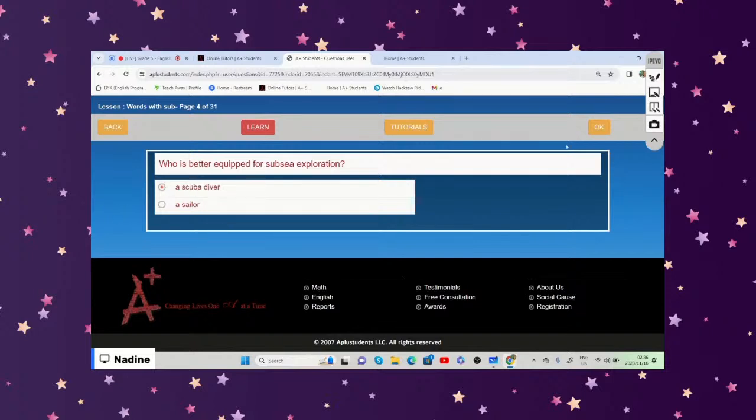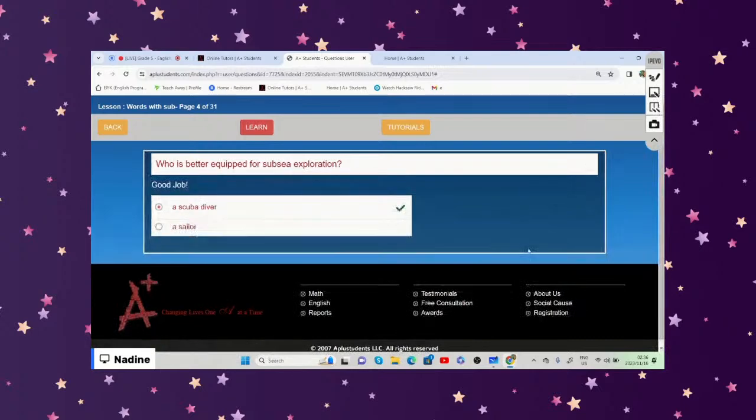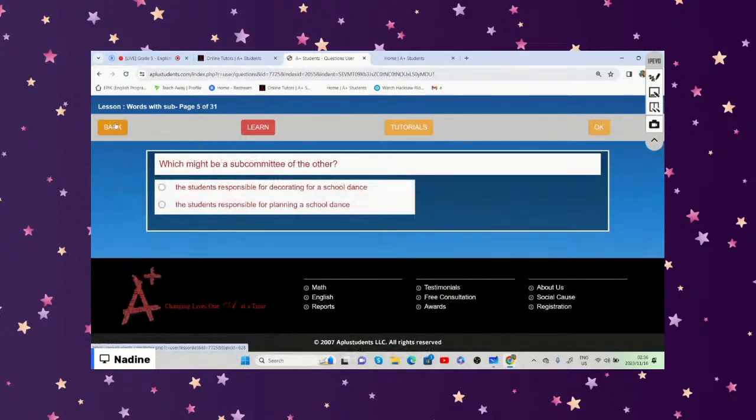So a scuba diver will be better equipped for subsea exploration.